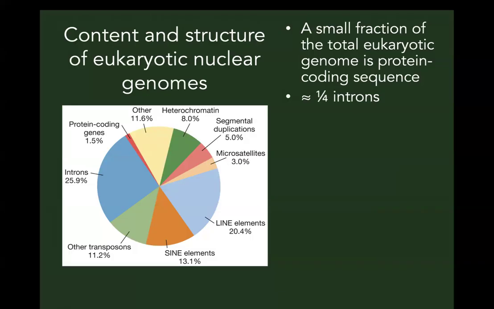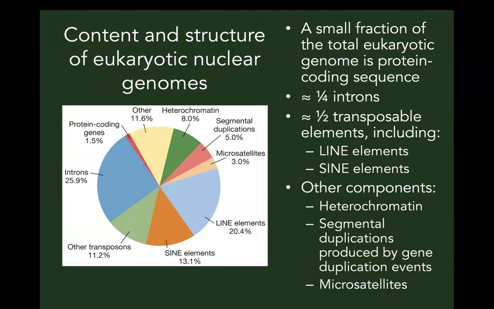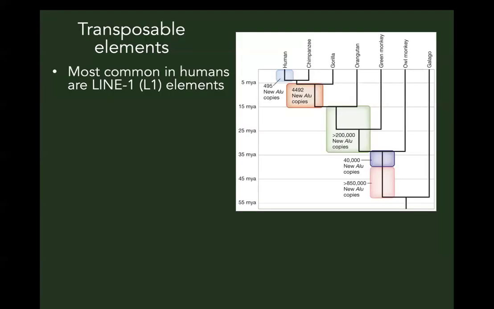It's about a quarter introns as well, a quarter transposable elements, including LINEs and SINEs. I cannot remember exactly, but L stands for long, S stands for short, and I can't remember the rest of the abbreviation. Other components that are non-coding include heterochromatin, which is involved in the winding, segmental duplications that are caused by gene duplication events, so sometimes you get gene copies that aren't used anymore, and microsatellites, which we've talked about before.